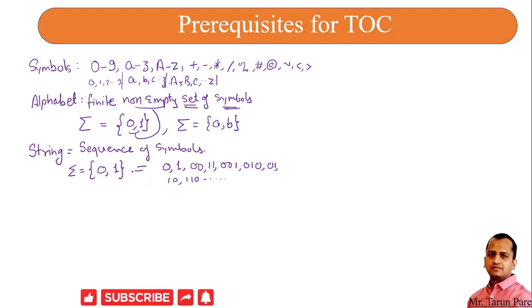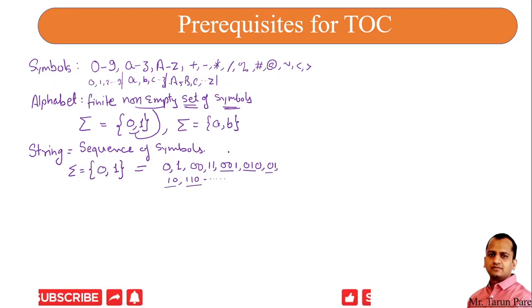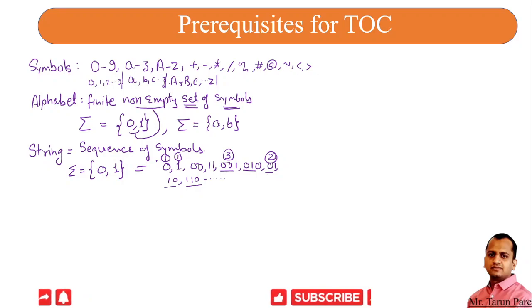If we talk about the length of a string, the length of a string is the number of symbols present in that particular string. Suppose the string 001: the length of the string 001 is 3, the length of a two-symbol string is 2, and the length of a single-symbol string is 1. Like this. Now the next terminology is language.